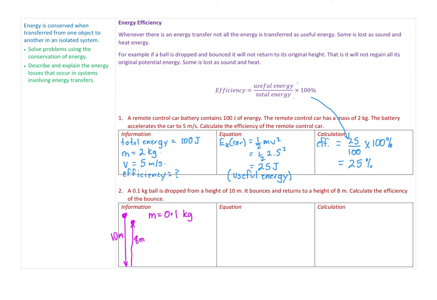So what was the total energy available? Well, in a sense, the total energy available here was equal to the potential energy of the ball at 10 meters. And the useful energy, the amount of energy it ended up with that it could use, is equal to the potential energy it had afterwards, which was at 8 meters. So if you like, that was before, that was after.